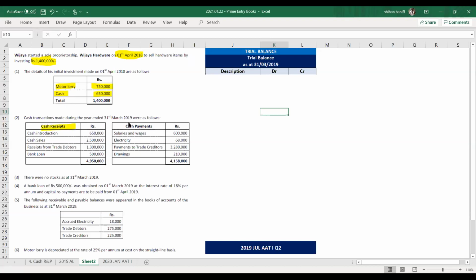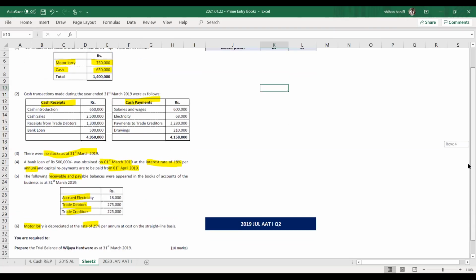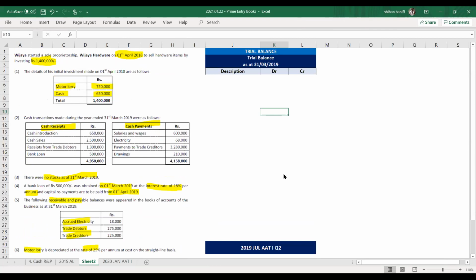In the cash receipts, cash payments are given. There were no stock as at 31st March. Bank loan 500,000 was obtained on 1st of March and interest is 18% per annum. And the repayments are to be made from 1st of April. In the receivables and payables, accrued electricity, trade debtors, trade creditors, similar transaction. Same thing we did in the previous question. Motor lorry is depreciated 25% per annum. Prepare the trial balance. Okay, shall we start?